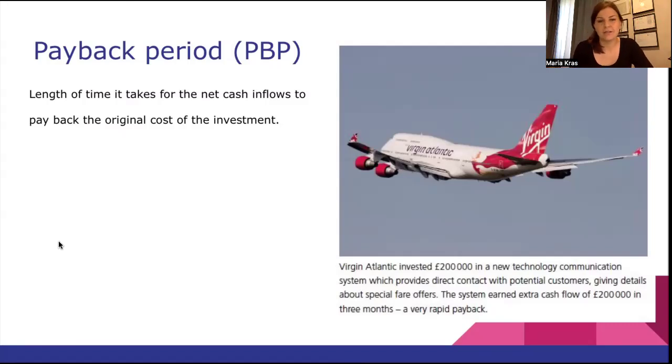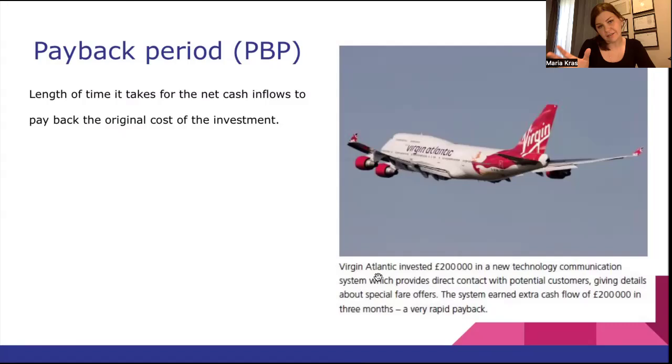The positives of payback period: it's very simple, it's very easy to calculate, and it's very easy to explain to business owners if you're a business manager or a business consultant. It focuses on liquidity. So when am I going to get my money back? That's actually the question that you're answering with this method.